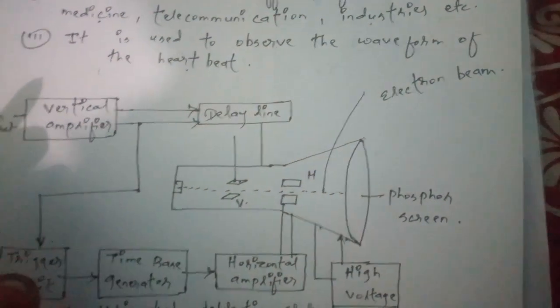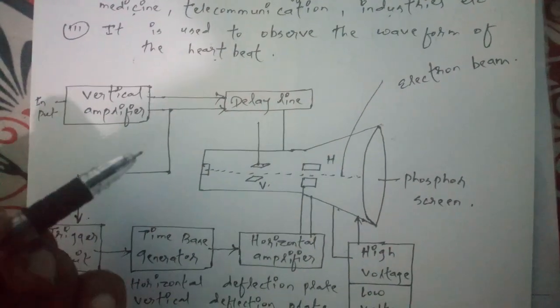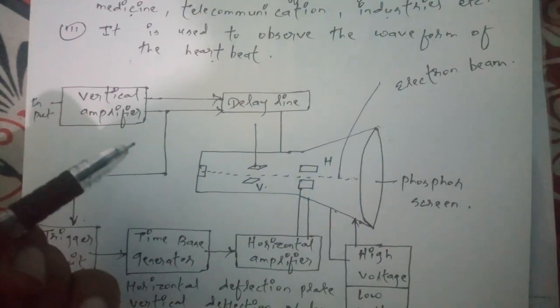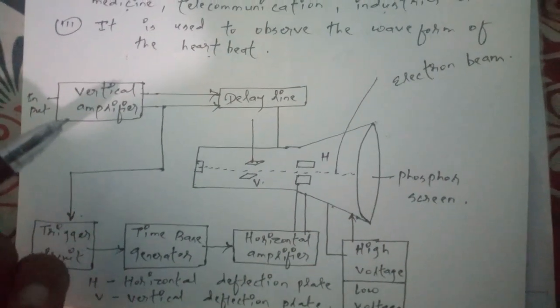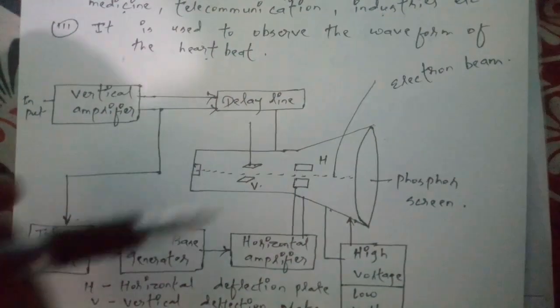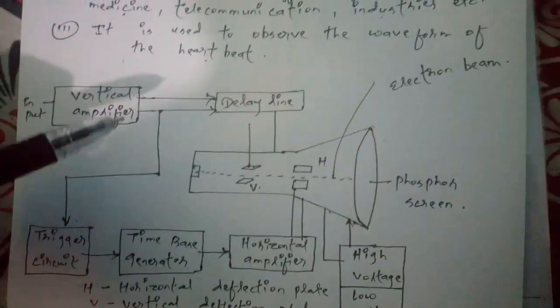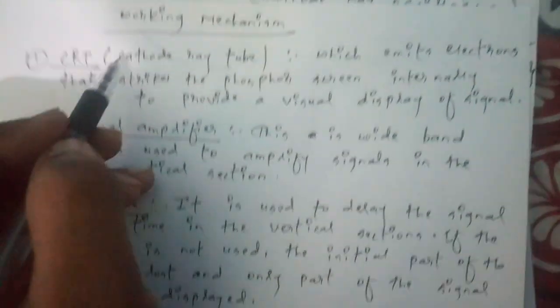Look, this is the actual diagram of the cathode ray oscilloscope. And now I'm going to explain different terms which are involved in the cathode ray oscilloscope. Now look here, the cathode ray tube.